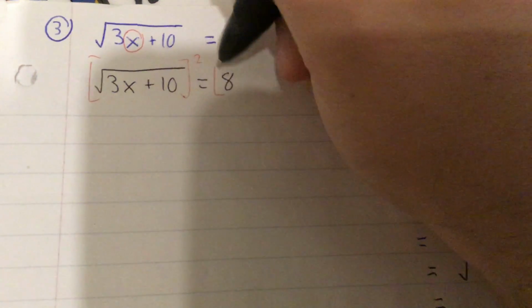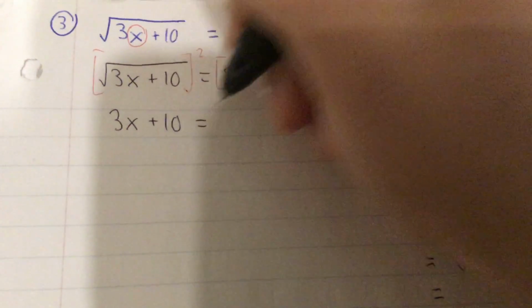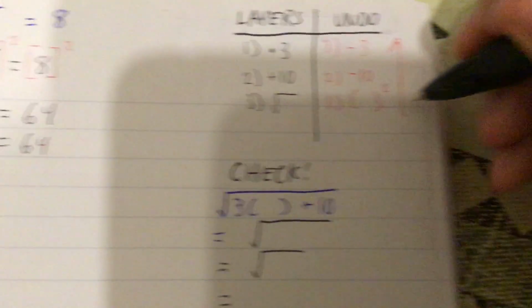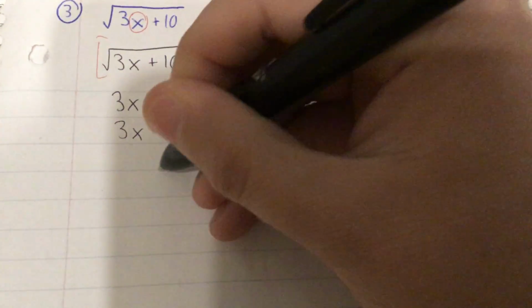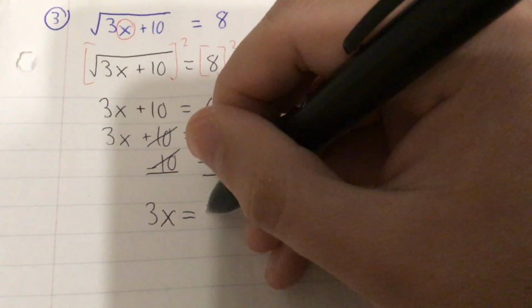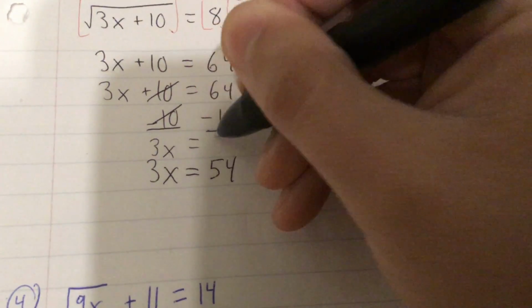So, first things first, I'm going to square both sides. The square and the square root are inverse operations, so they cancel out, leaving me with 3x plus 10 is equal to Nintendo 64. So I get 3x plus 10 is equal to 64. I'm going to undo the next layer by minusing 10 on both sides. So then I get 3x is equal to 64 minus 10, which is 54. Once I've cleared that, I need to do the last step, which is divide by 3 on both sides. So I get 3x equals 54.